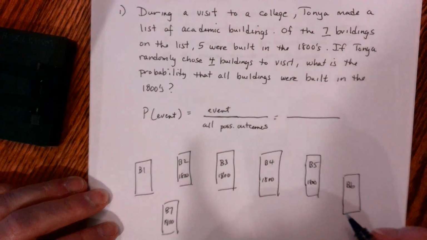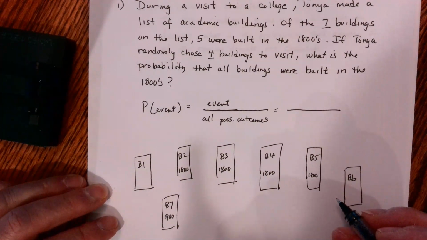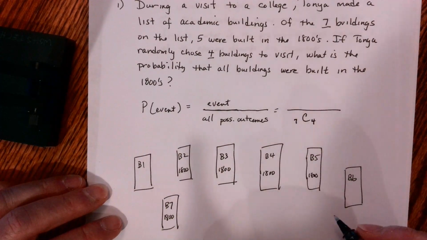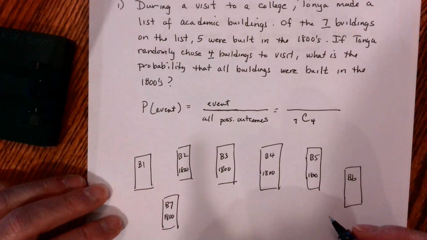Now, we don't care about the order of those buildings, do we? We just know that she's going to pick 4 out of the 7. So therefore, it's going to simply be 7 buildings picked 4 at a time. She's going to pick 4 of those buildings. We can calculate what that will be in just a minute.